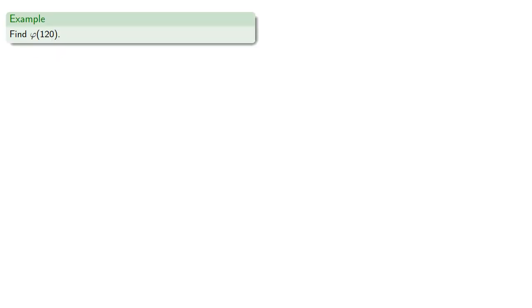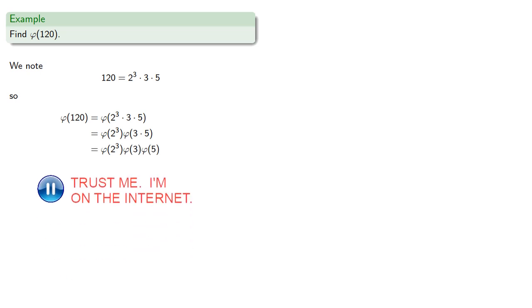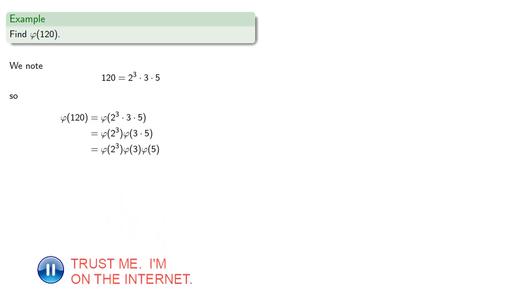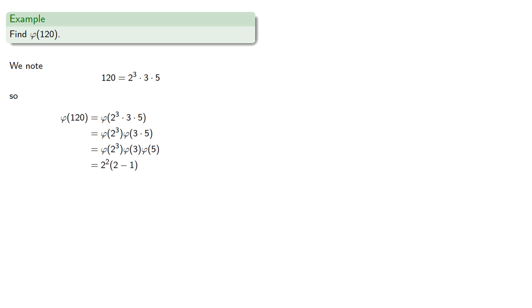For example, let's find phi of 120. So we note that 120 factors as 2 cubed times 3 times 5, and so 2 cubed and 3 times 5 are relatively prime, so we can split. 3 and 5 are relatively prime, so we can split them. 2 cubed is a power of a prime, so we know how to find phi of 2 cubed. 3 and 5 are both prime, so we know how to find phi of 3 and phi of 5, and we can multiply them together to find phi of 120.